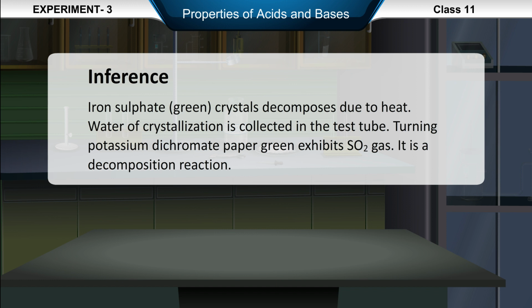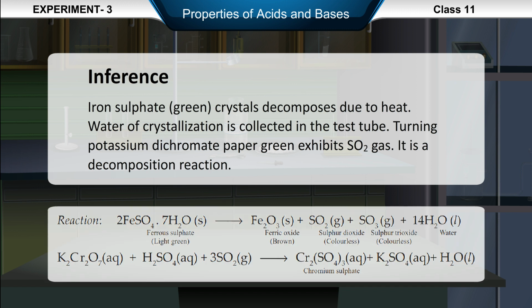Inference. Iron sulfate, green crystals, decomposes due to heat. Water of crystallization is collected in the test tube. Turning potassium dichromate paper green exhibits SO2 gas. It is a decomposition reaction. Reaction.